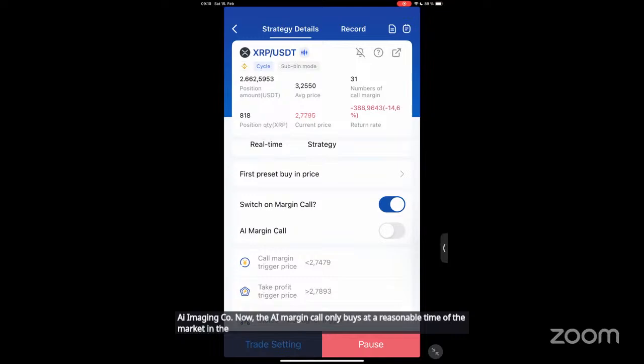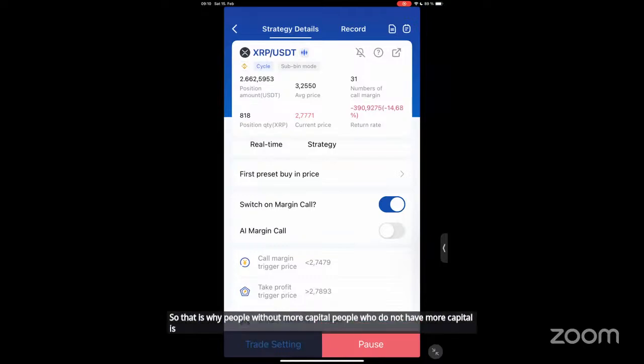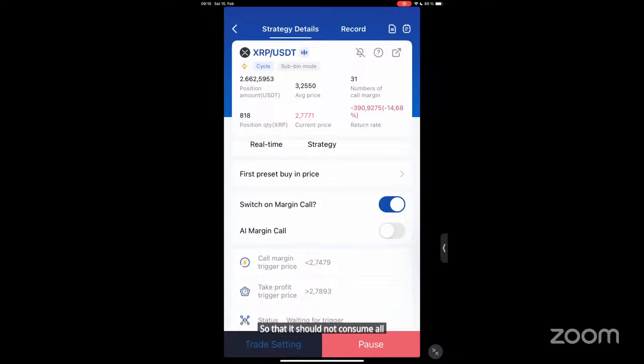It doesn't buy according to your margin call drops. It buys when it's necessary. So that is why people without more capital, people who do not have more capital, it's good to actually turn it on so that it will not consume all your USDT quickly based on your margin call drops.